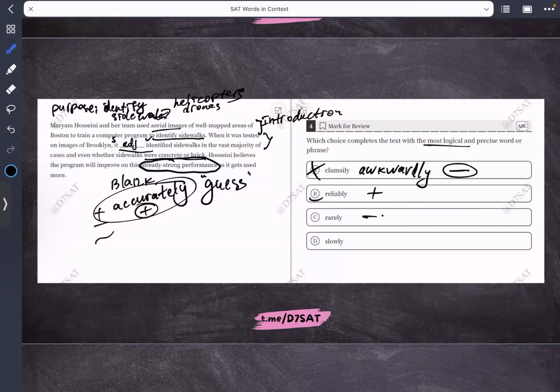Rarely is also negative. It defines the time frequency, really low frequency. Slowly is also negative again, by knowing the positive and negative. Right now we have three negatives and then just one positive. Slowly also defines the condition, and this is not really a positive one. Reliably is the best option, and the answer is B.